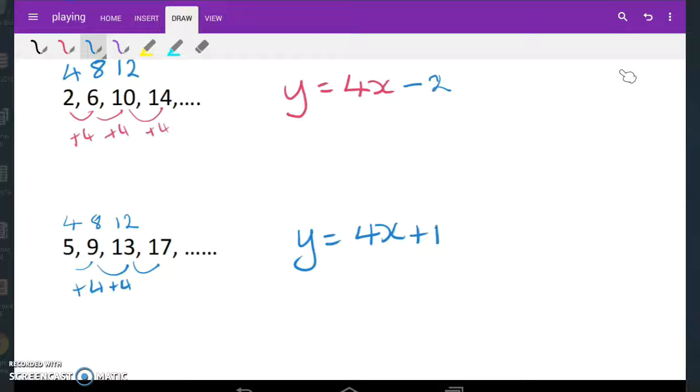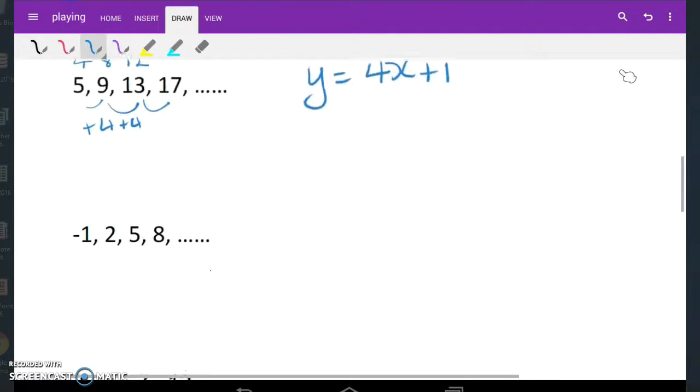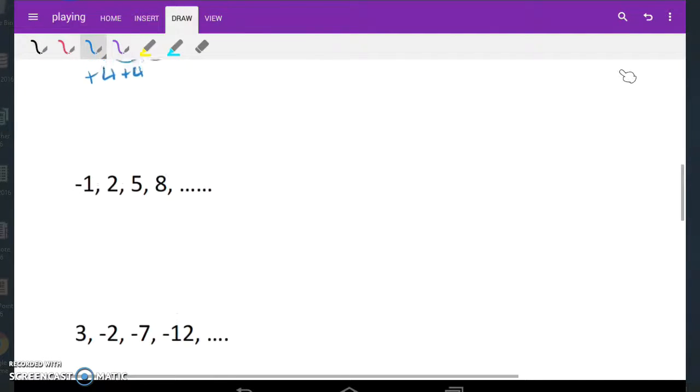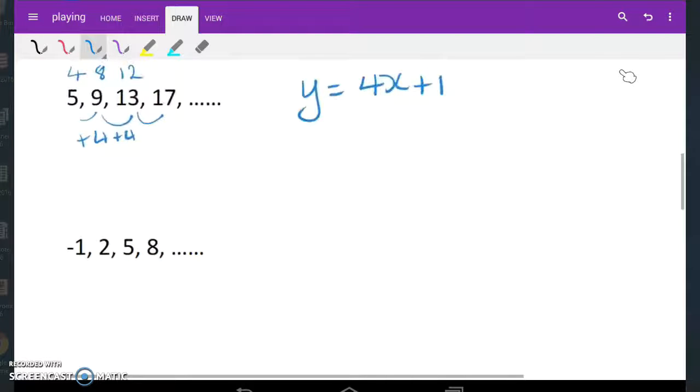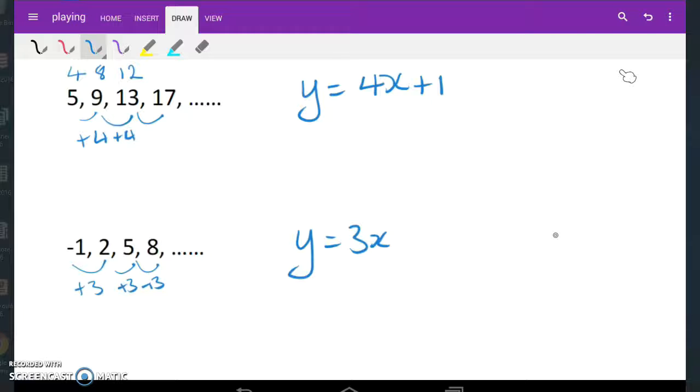Right, let's look at one more just to confirm that we're happy with what we're doing. In this one, we are adding, adding, adding. This time we're adding 3. It's a constant difference. It's always adding 3. So our equation is y equals 3x. We could also write y equals 3n. N just means the number in the sequence: the first number in the sequence, the second, the third.